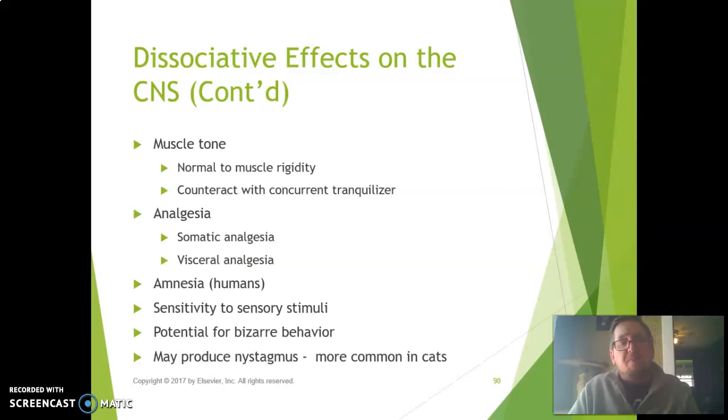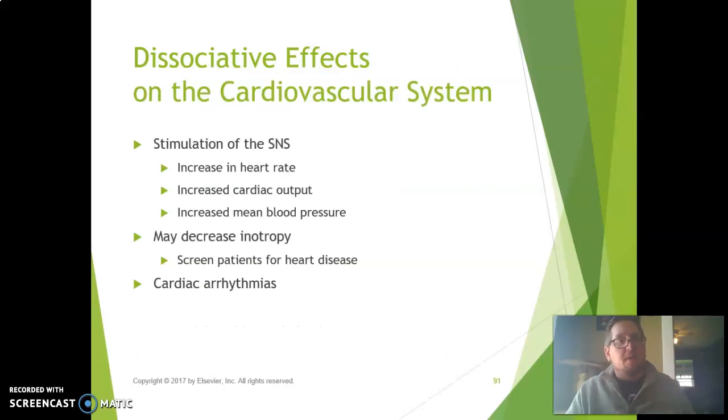And it may produce nystagmus. Nystagmus is movement of the eyes back and forth, right? That is nystagmus, and it is absolutely more common in cats. They have a stimulation of the SNS, the sympathetic nervous system, i.e. the fight or flight, so we can have an increase in heart rate, cardiac output, and mean blood pressure, which normally in an anesthetic event, all these things aren't too bad.